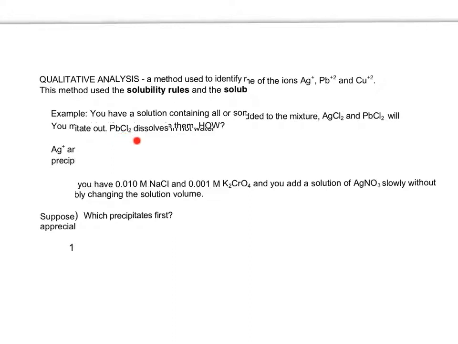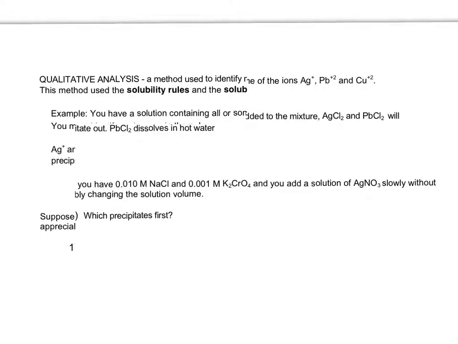The PbCl2, if it's a saturated solution, will dissolve in hot water, but the AgCl will not. So after you separate your precipitate, you could heat up your mixture and add a little bit of hot water, and the PbCl2 will dissolve, and then you can separate it from your AgCl solid. So that's a way to identify or separate substances using solubility rules.